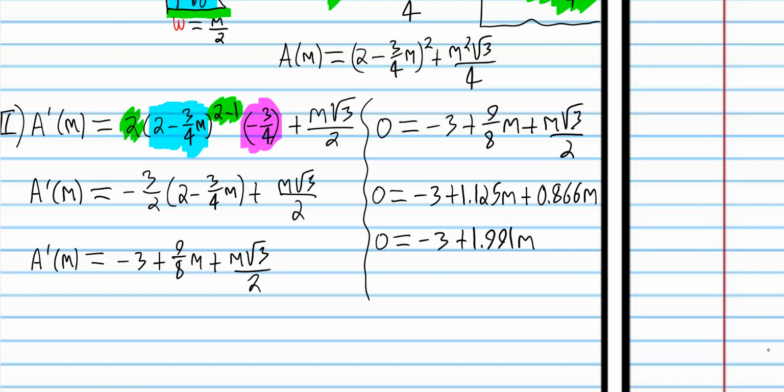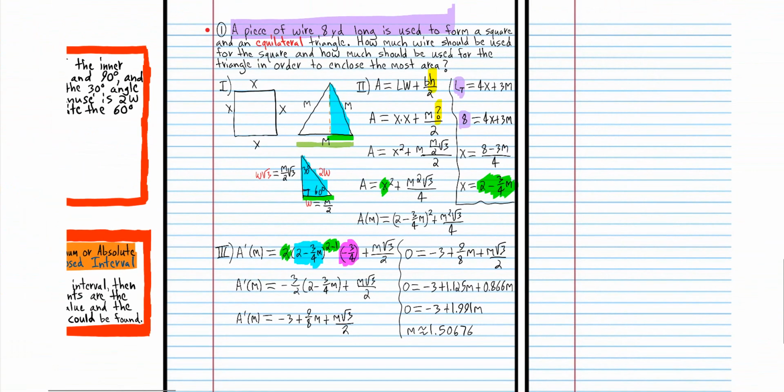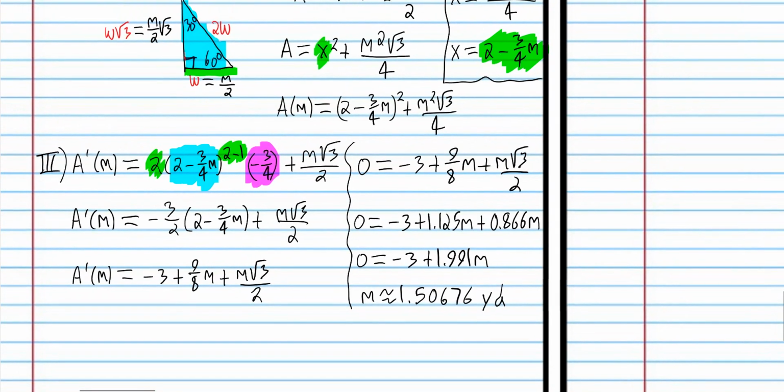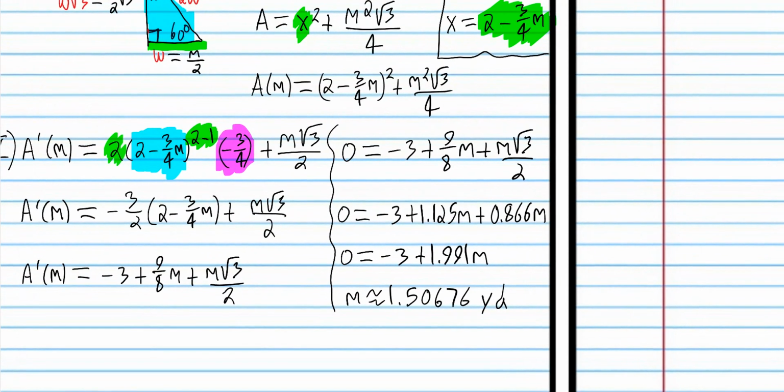Okay, and then we get approximately 1.50676, and that is yards. And technically we should have squiggly lines here, but it's not really that important.